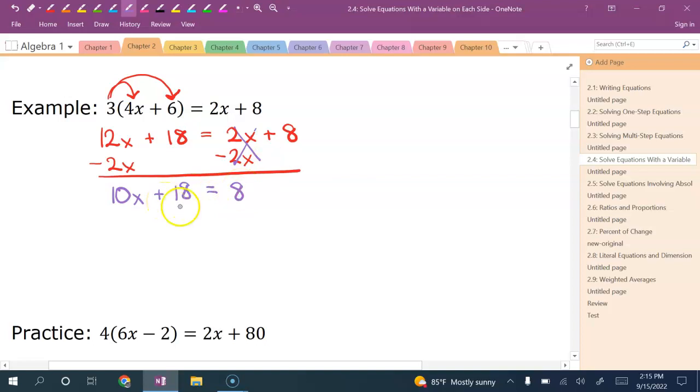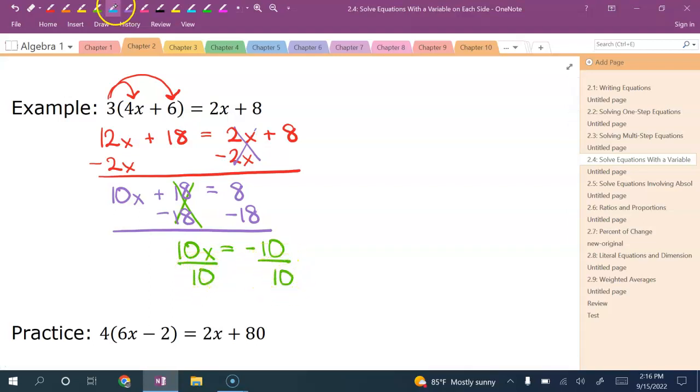Then we need to move that positive 18 over by subtracting it, so minus 18 on both sides. Again, the 18s cancel, bring down 10x, bring down the equal sign, and then you have 8 minus 18, which would be negative 10. And the last step is, because we still don't have x by itself, is get rid of that 10, and we do that by dividing both sides by 10. So we get x equals a negative 1.